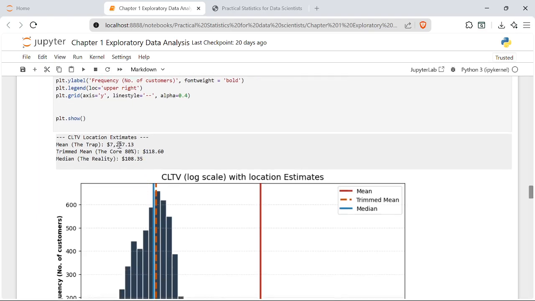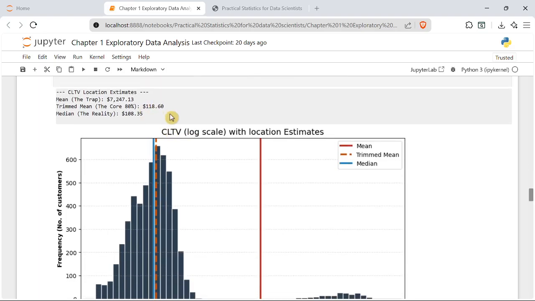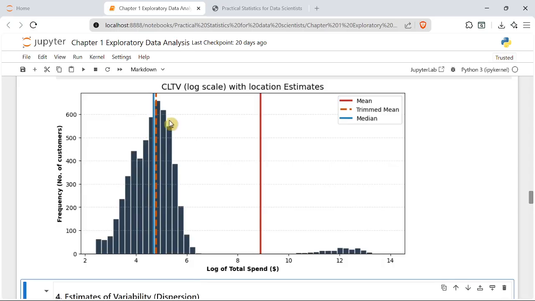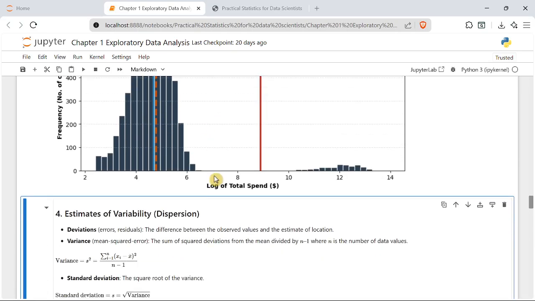Think of it, if we had given 7,247 as a cost to the marketing team, they would certainly overspend on acquiring new users, but the actual customer acquisition cost must stay around $108 to $118 to not overspend the money to acquire the new customers.